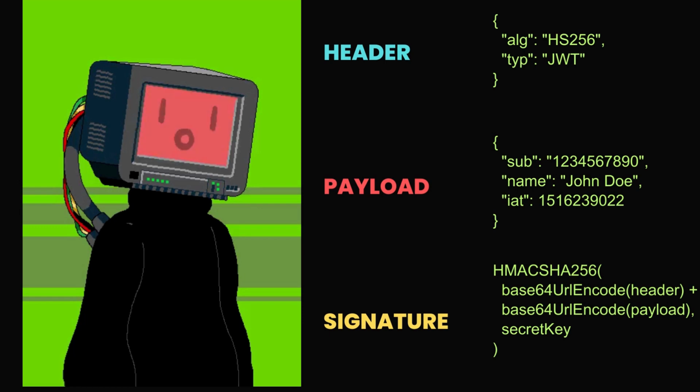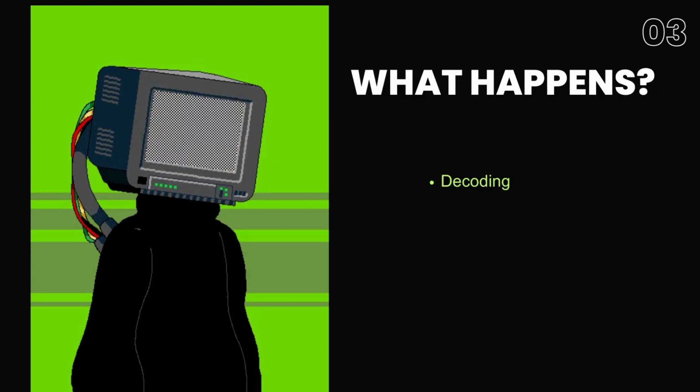Now the second step is verifying the signature. The server uses the signing key or secret key and the algorithm specified in the token header to verify the token's signature. The signature is created by hashing the header and payload sections along with the signing key. If the calculated signature matches the signature in the JWT, it indicates that the token has not been tampered with. But if it does not match, then that means that the token has been tampered with.